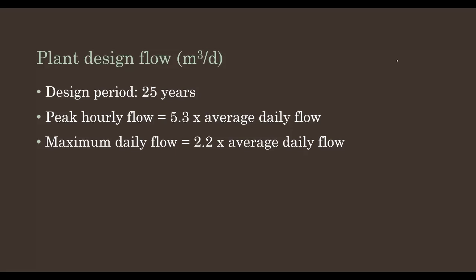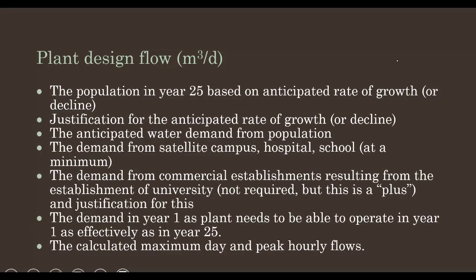If you do, then just make sure you cite how you obtained those multiplying factors. One of the biggest issues is going to be your design flow rate, okay? Your population in year 25 is based on the anticipated rate of growth, and you need to justify that. So what I'm looking for more than anything is the thought process, for you to think as engineers and document your thought process.